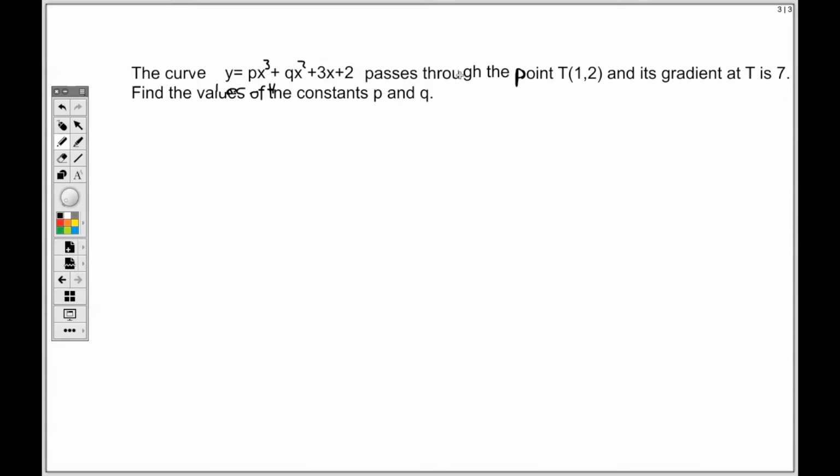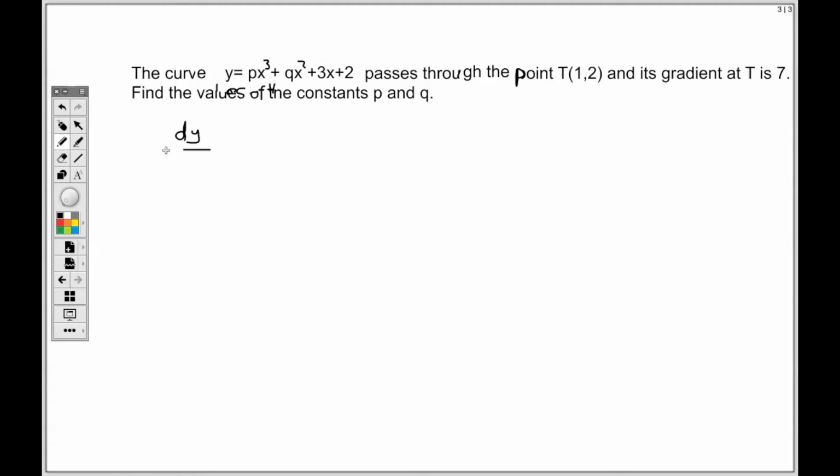Now the next question states the curve y equals px cubed plus qx squared plus 3x plus 2 passes through the point (1, 2), and its gradient at that point is 7. Find the values of the constants p and q. Now we're given the gradient at that point, so that means I can differentiate.